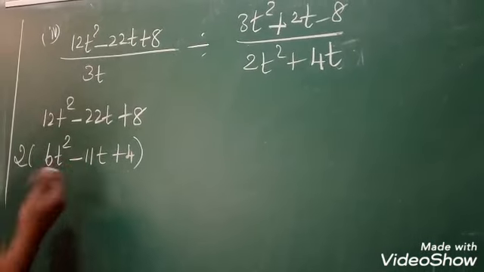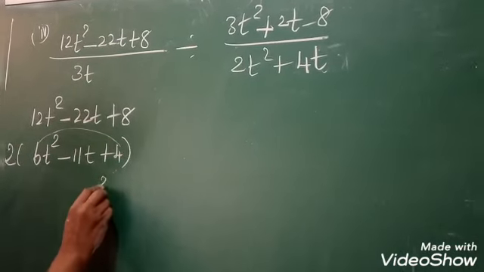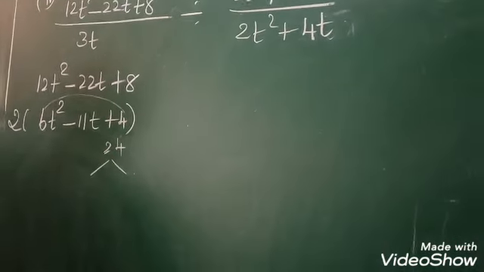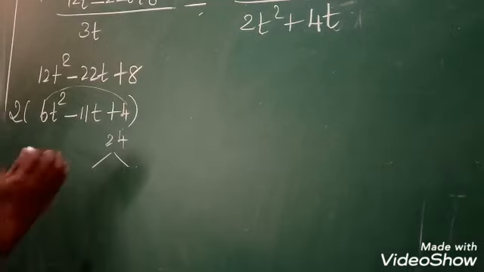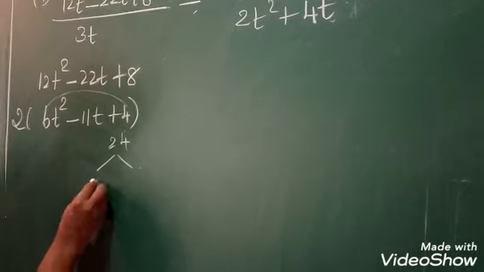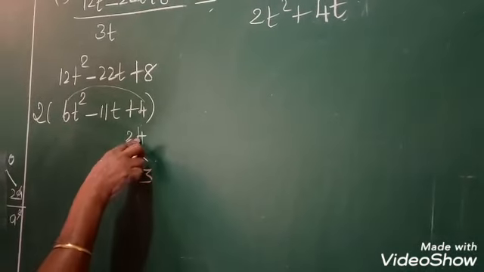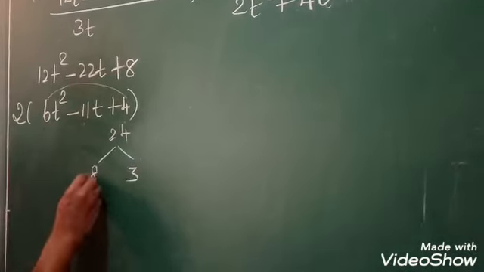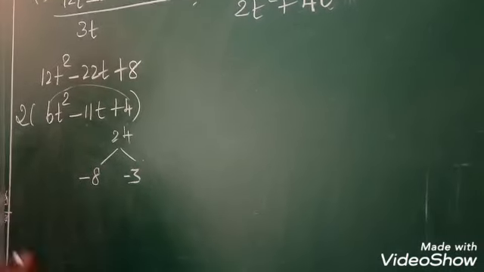Okay. Now you have to factorize. Now 6 into 4, what? Yes, 24. What are the factors? If you multiply, you will get 24. If you add, you will get minus 11. What are the factors girls? Yes, 8 3s are 24. Here it is minus 11, so both should be minus only. If you add, you will get minus 11.